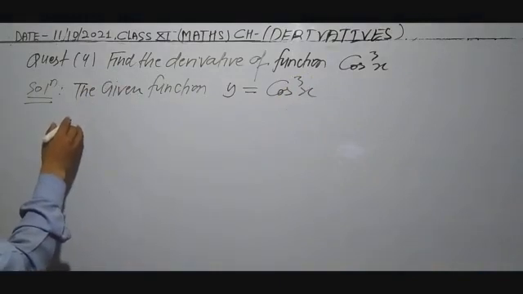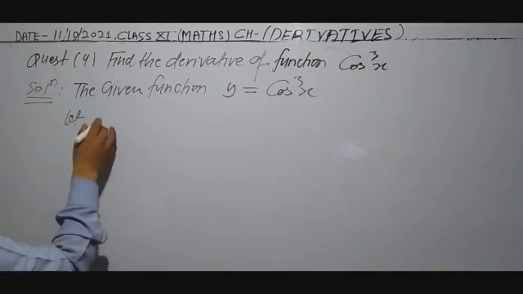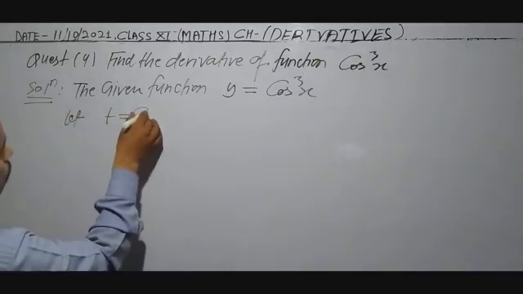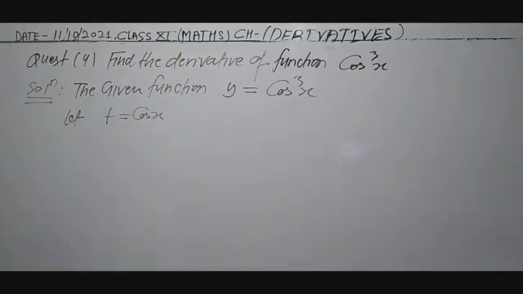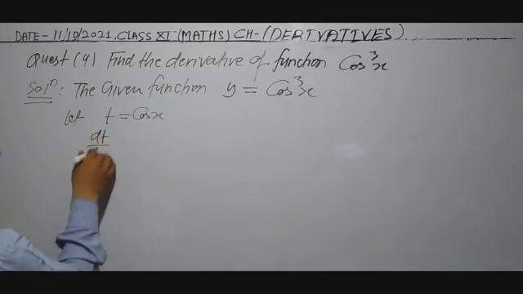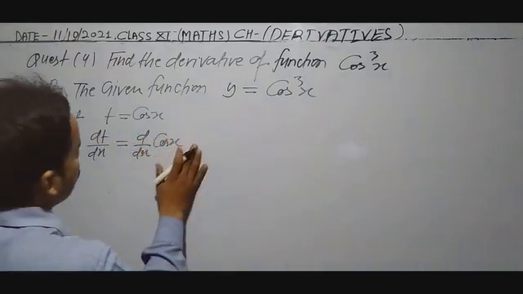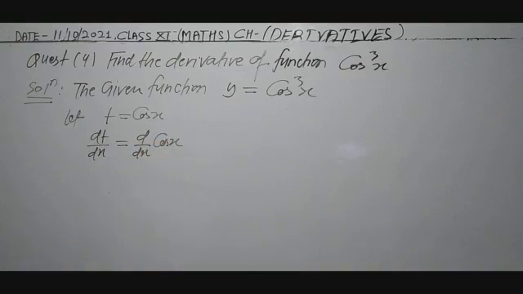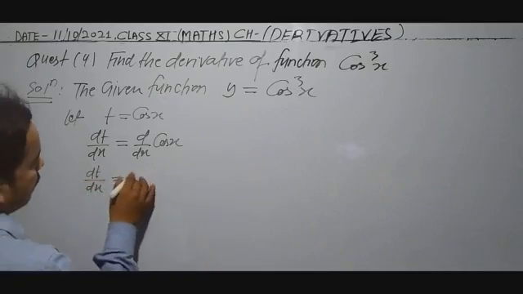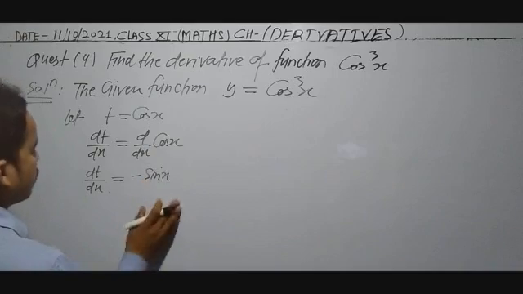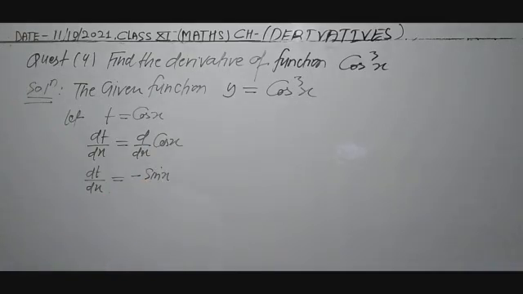Then let t is equal to cos x. Now when you will calculate dt by dx, so d by dx of cos x. Now this result will be, dt by dx result will be minus sin x. Consider equation 1.